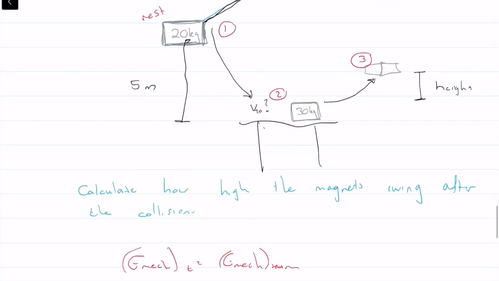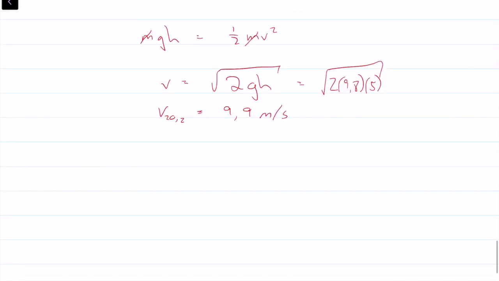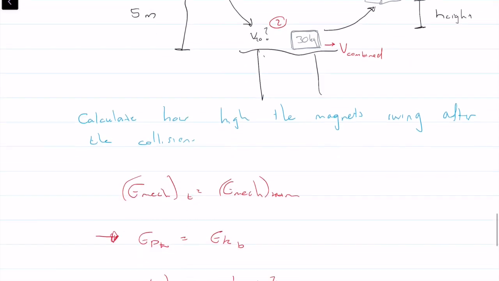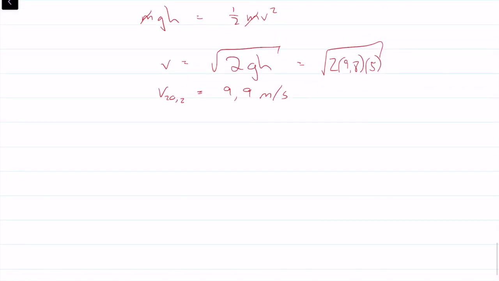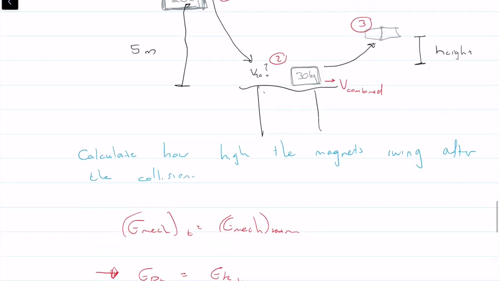Now we need to know how much their combined velocity is. So after the collision, what is their velocity? We're looking for the combined velocity. So what we're going to use is conservation of momentum. We're going to say that the momentum before the collision is equal to the momentum after the collision. This is also at rest initially.